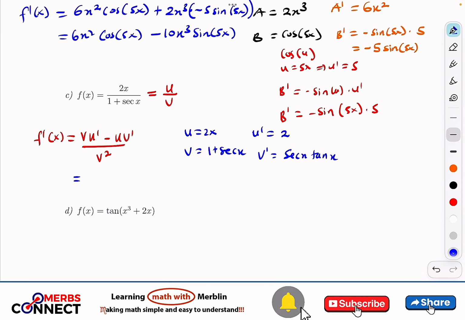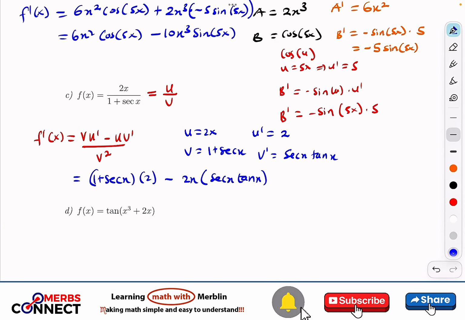So v is 1 plus secant x, times u prime which is 2, minus u which is 2x times v prime which is secant x times tangent x, all divided by v squared, which is 1 plus secant x, all squared. So very simple from here. We don't need to do any simplification here. We can just leave our final result just like that, and then we are done.